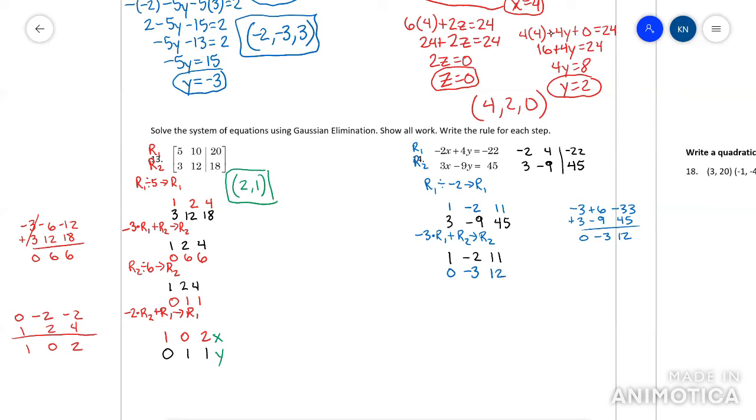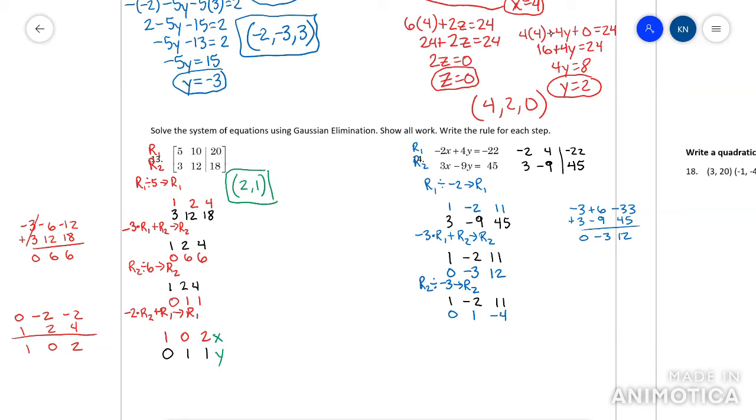All right. Now I need this part here to say 0 and 1. Doesn't matter which one you do first. I'm going to go with this one right here. I'm just going to divide it by -3. That's the easiest way to do it. So I'm going to do row 2 divided by -3, and I'm going to rewrite that in the row 2 spot. So row 1 again did not change: 1, -2, 11. Row 2, I'm just going to divide everything by -3.